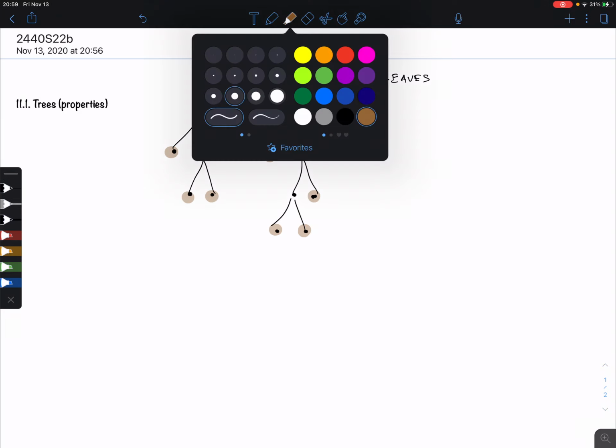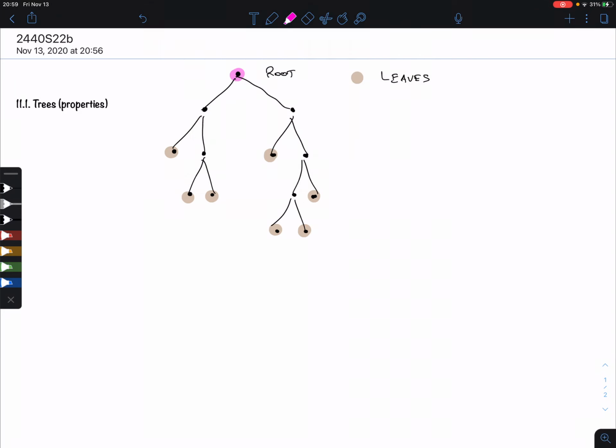So let me call them all, make pink as well. I know the root is a bit different, but still, the root is a bit special because it's the only one that has no parent. But for the rest, every vertex, except for leaves, has children, right? And therefore we call these internal vertices. So there are leaves and internal vertices. So there are two types of vertices, right?